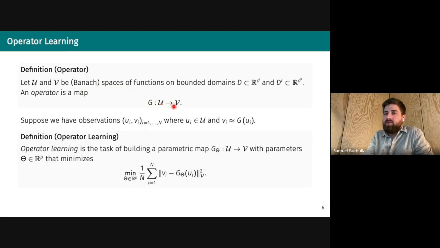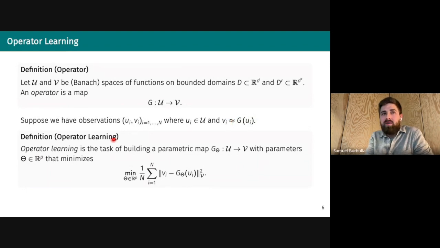And if we now want to talk about operator learning, then what we mean is the following. Suppose we have a set of observations, u_i, v_i, where u_i is some function in the input function space, and v_i is the mapping of u_i by this operator, maybe distorted with some noise, so that's why here it's an approximation.